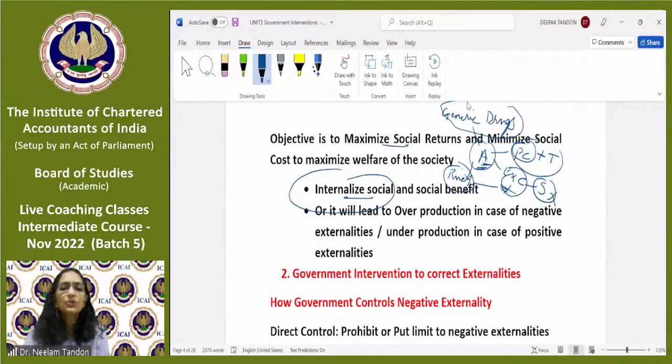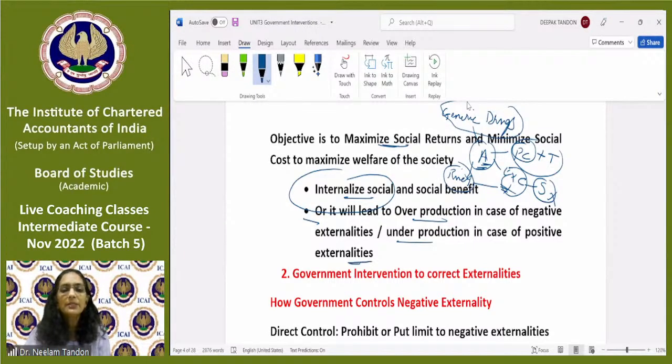Okay, so the objective is social welfare. They have to take care that there should not be overproduction, there should not be underproduction. We have already done this. Overproduction happens in the case of negative externalities. We shared the example of cheap polythene bags, which you get almost free in the market for 50 paise. That is overproduction, negative externalities.